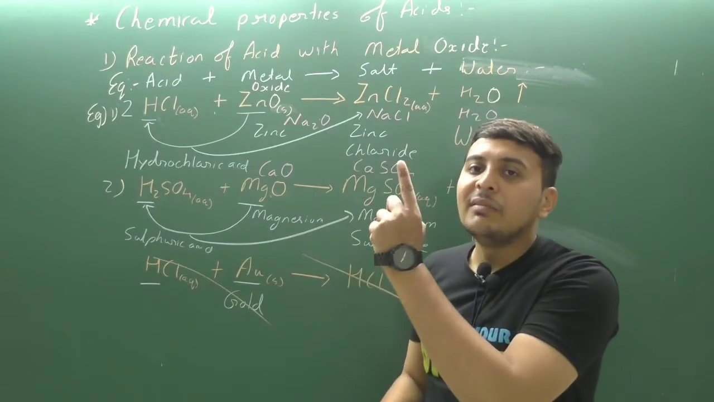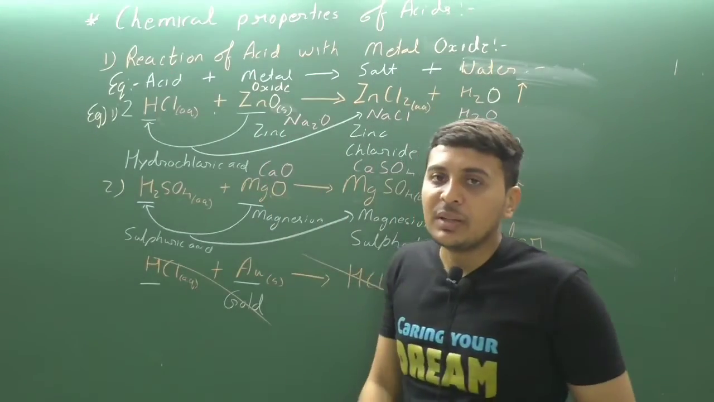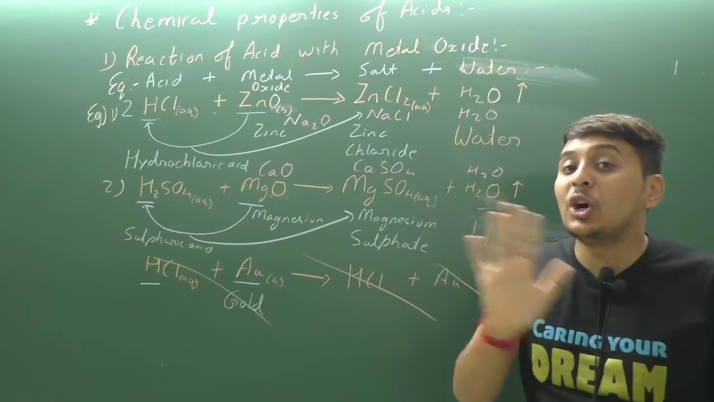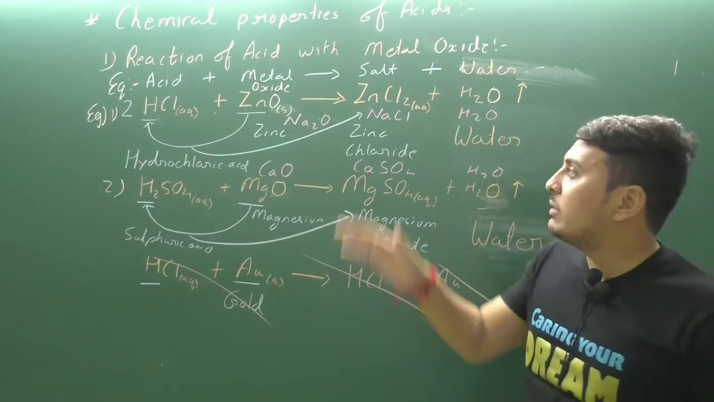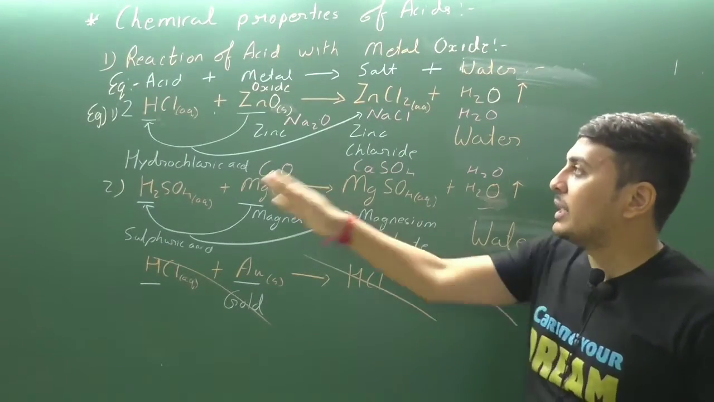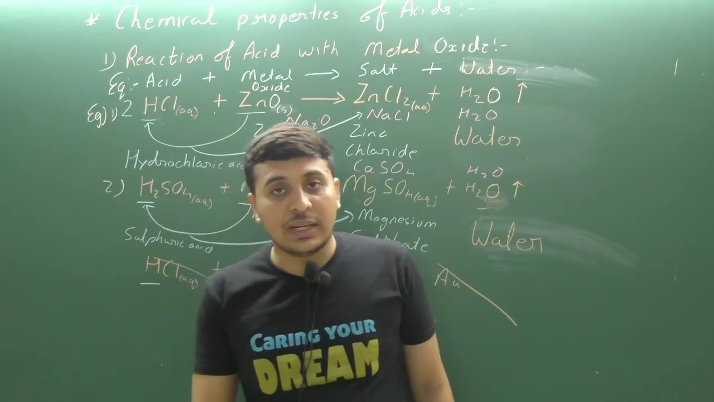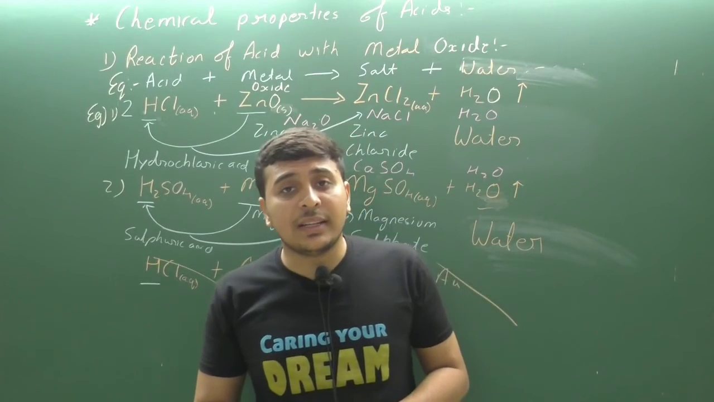Here it is only 1 Na, that is 1 sodium, and on the reactant side there are 2 sodium atoms. So you need to balance. The balancing will change, but the products will not change. It will always remain salt and water when acid reacts with metal oxides. Clear? Now, how many different types of acids are there?